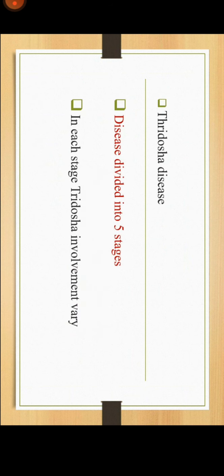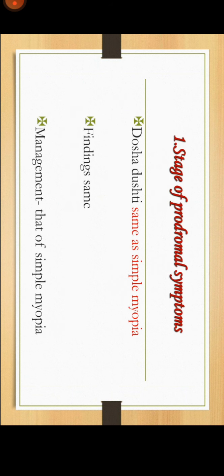Then coming to pathological myopia, we consider it as a Tridosha disease. This disease is divided into 5 stages. In each stage, Tridosha involvement may vary. Simple myopia we can consider as Vata Kapha predominant, but in degenerative myopia there is Tridosha involvement. They are having 5 stages.